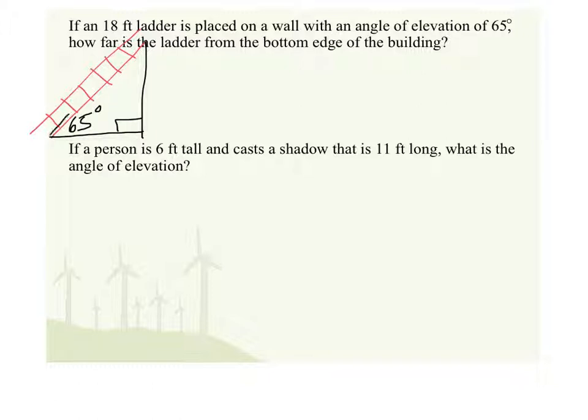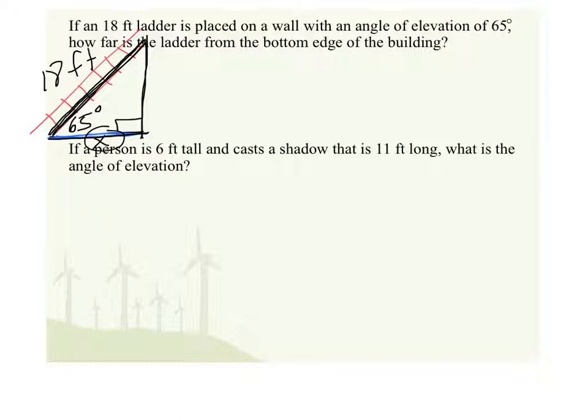That angle is 65 degrees. This side of the triangle, which is represented by the ladder, is 18 feet. And what I'm looking for is this side length that's in blue. How far is that ladder from the bottom of the building? I'm hoping as you're setting this up that you see that we have a right triangle formed by the ladder, the wall, and the ground. And I want to use that triangle to set up a trig equation so that I can solve for x.